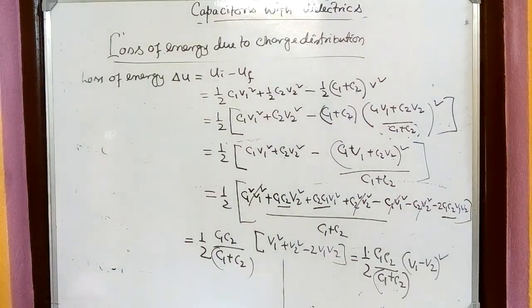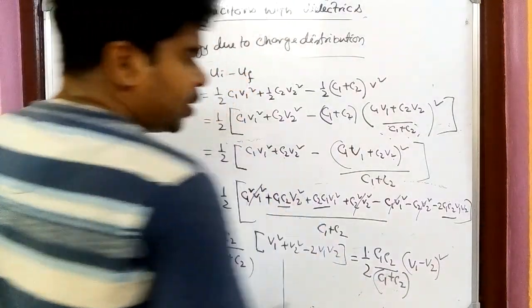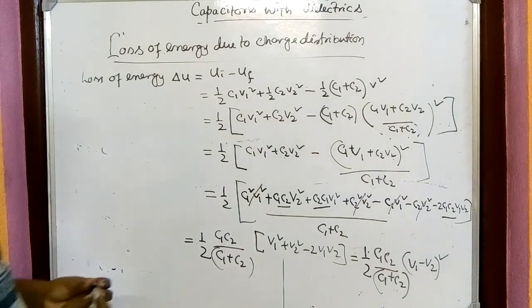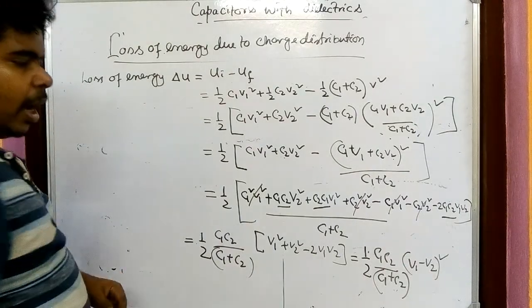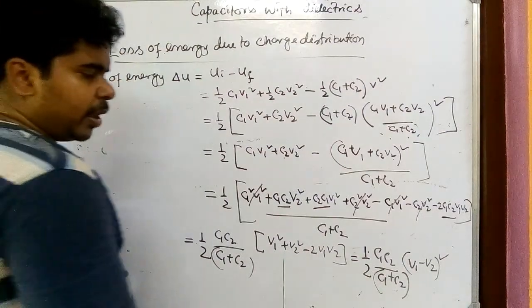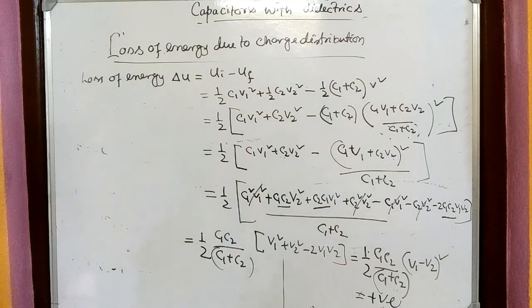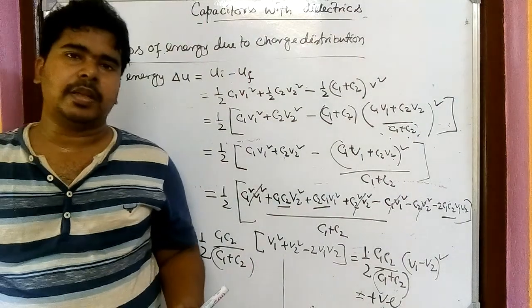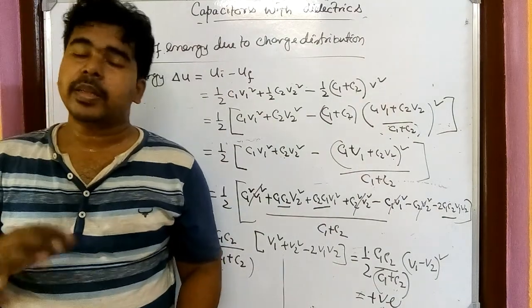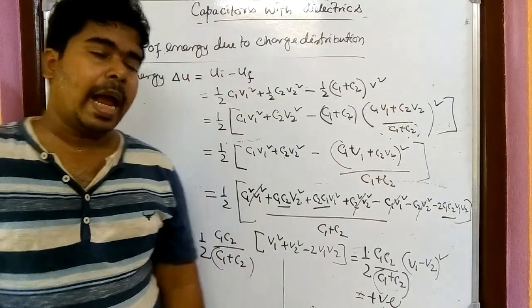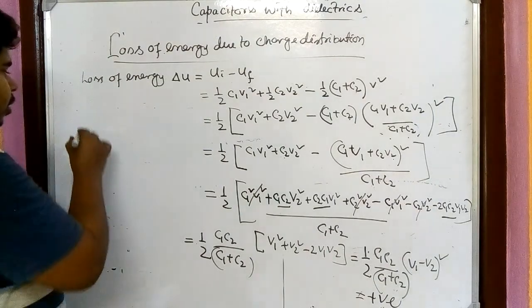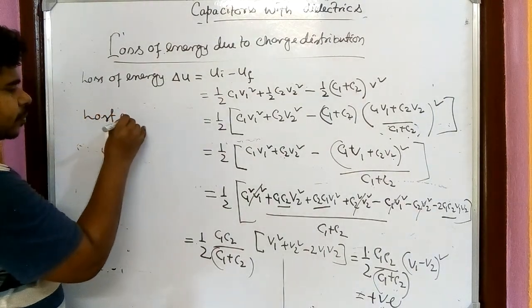Okay. So this is the loss of energy here. And you see one thing, C1, C2, C1 plus C2, all these are capacitances, and capacitances are always positive. And V1 minus V2 whole square is also positive. So here we will get a positive value. What does it mean? It means that if you connect capacitors in a combination, then some energy will be lost. And where has this energy gone, the lost energy?